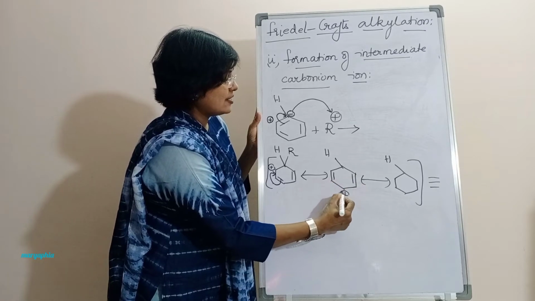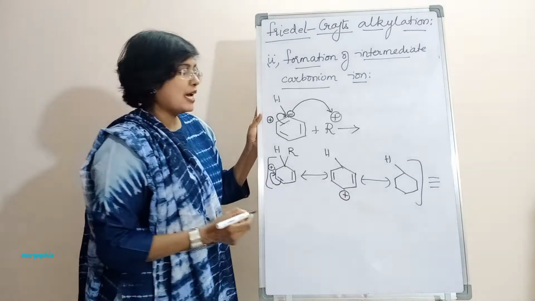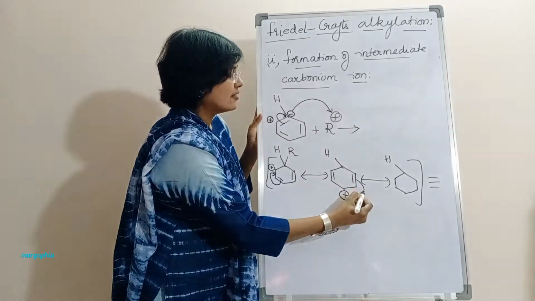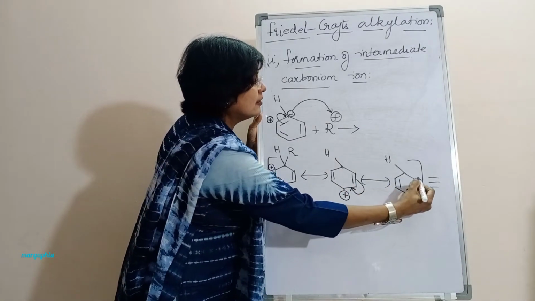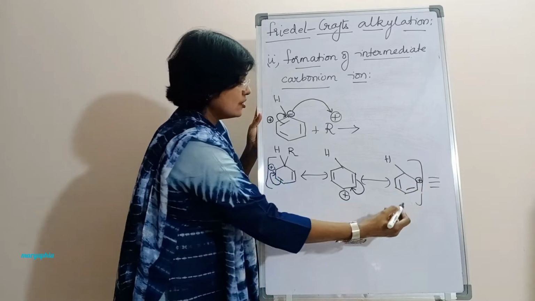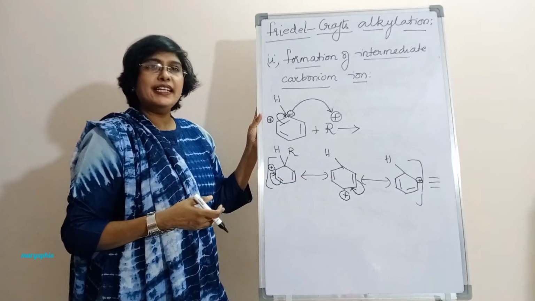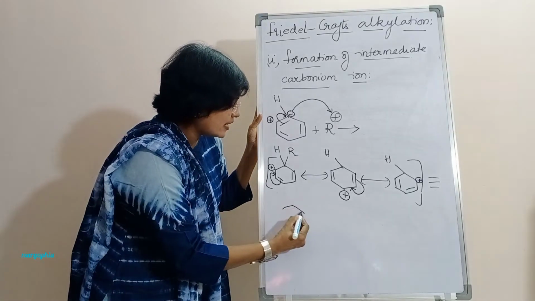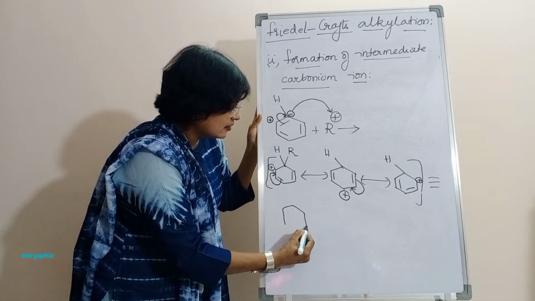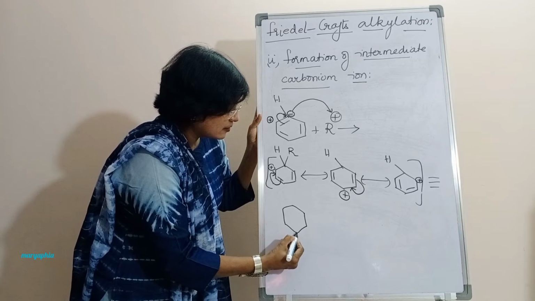So positive charge. Now it comes to the para position. Next, here comes the positive charge. So these 3 are the resonating structures which can be represented by the resonance hybrid.